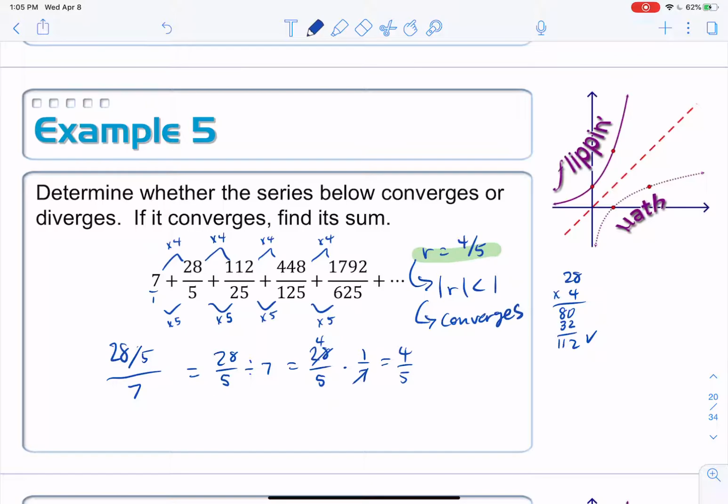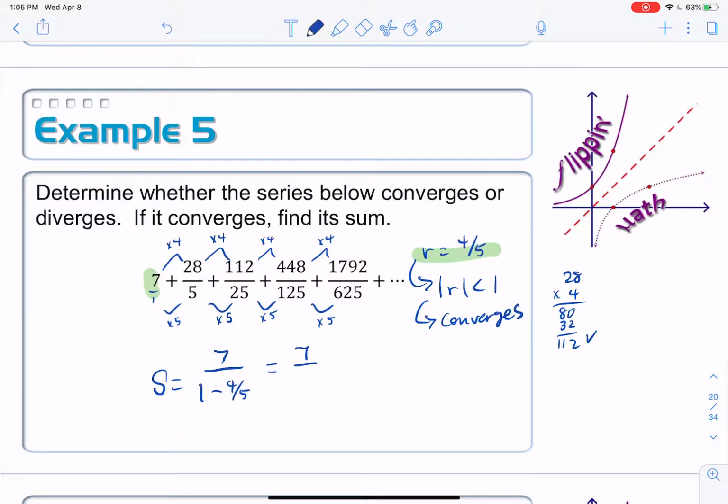And now we want to know, what does it converge to? What is the sum of that infinite series, that infinite geometric series? So my sum should be equal to the first term, which is just 7, over 1 minus my common ratio. My common ratio is 4/5.